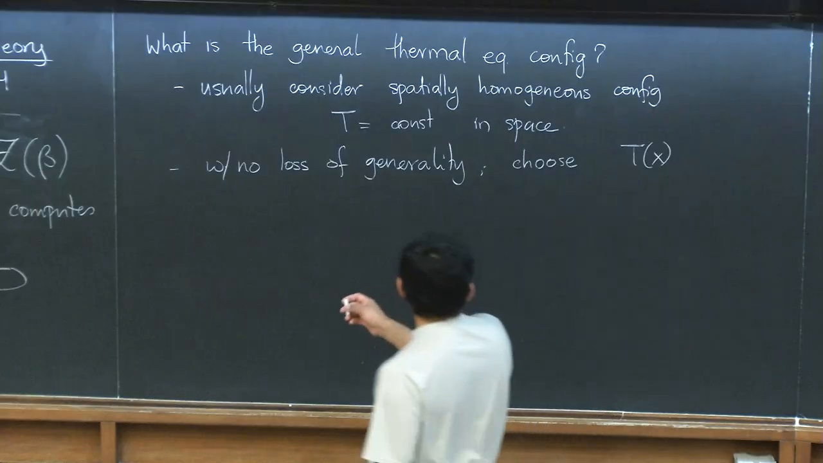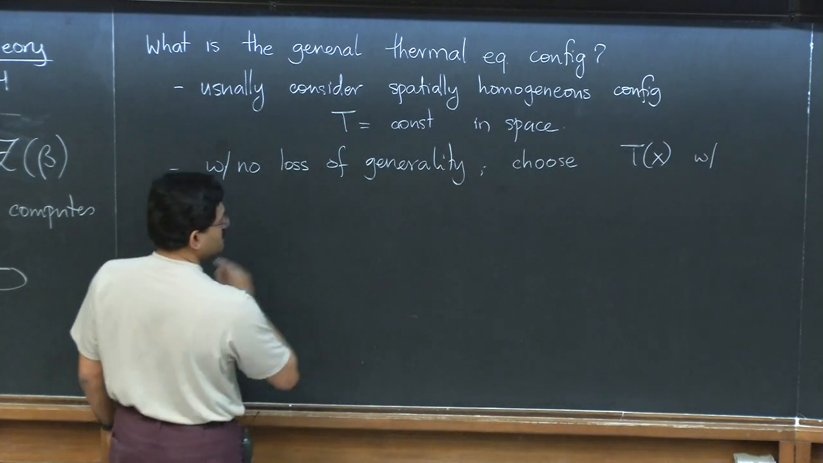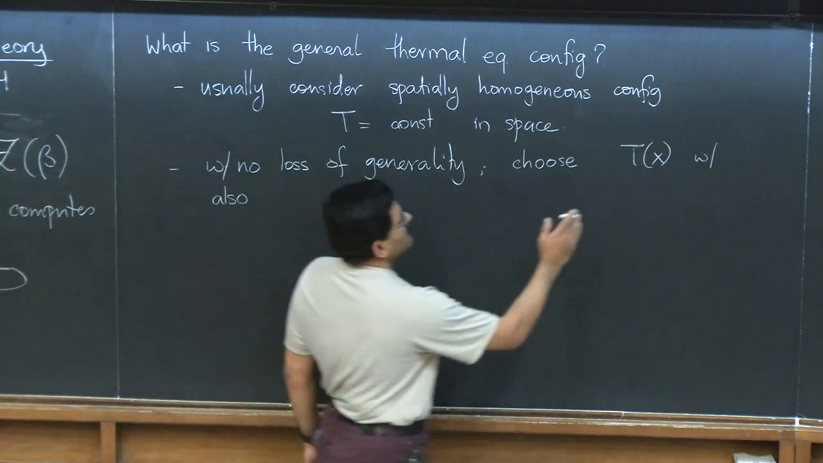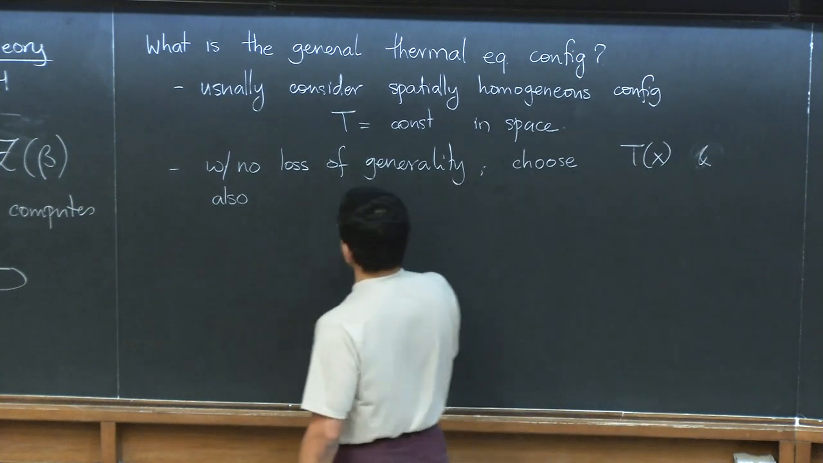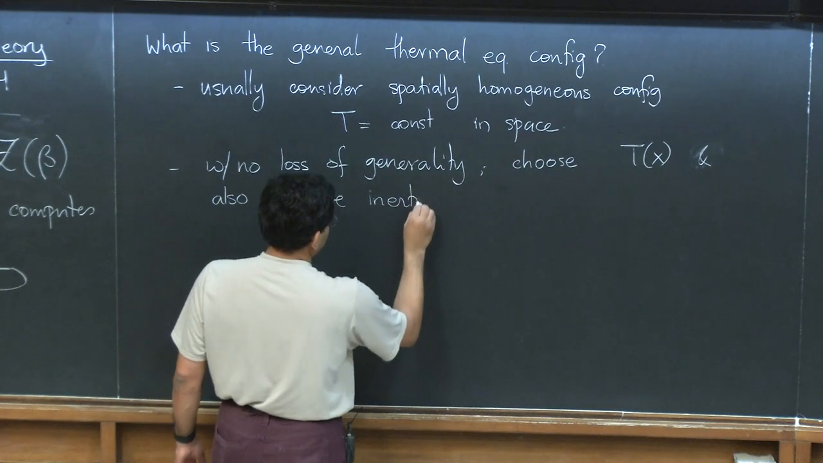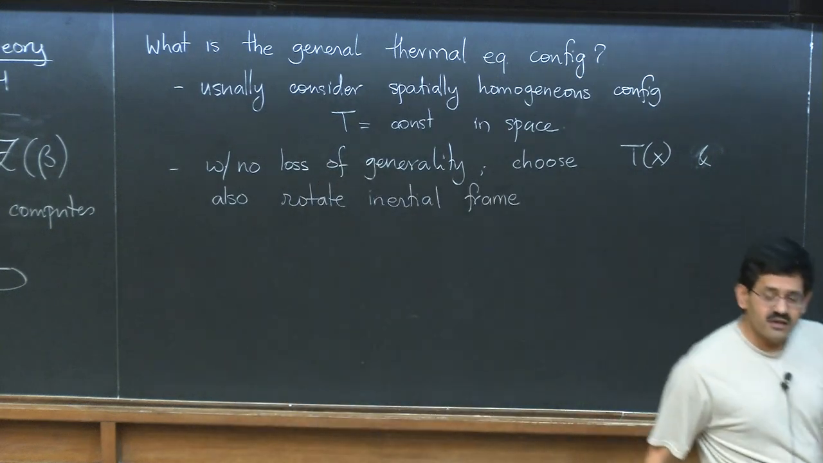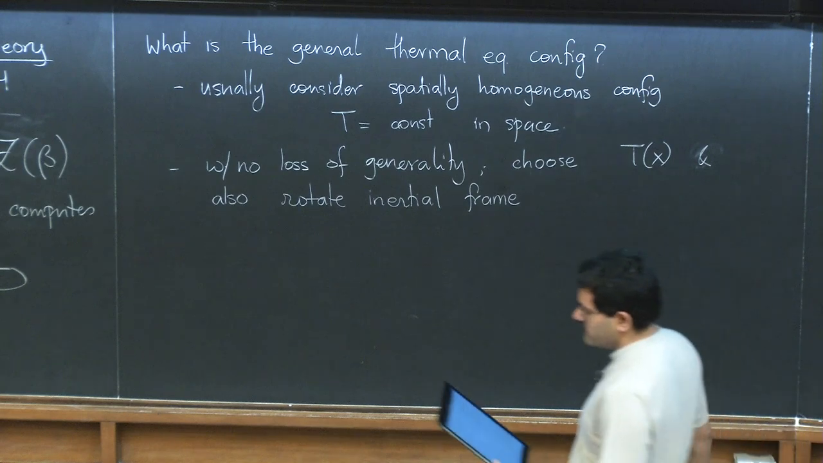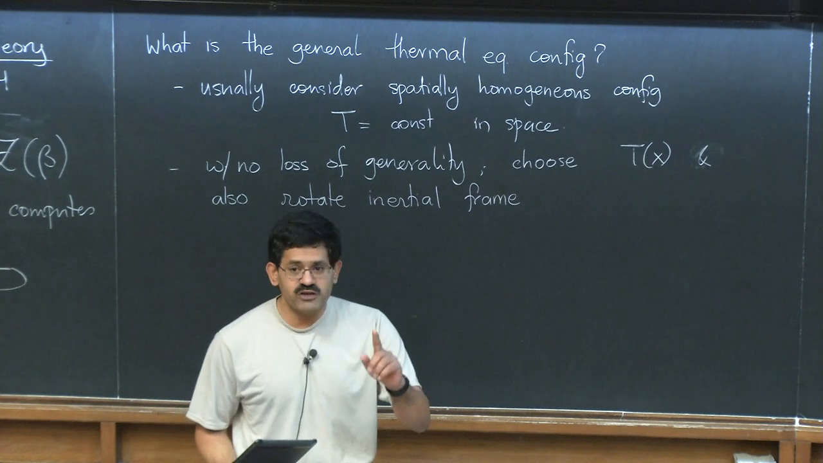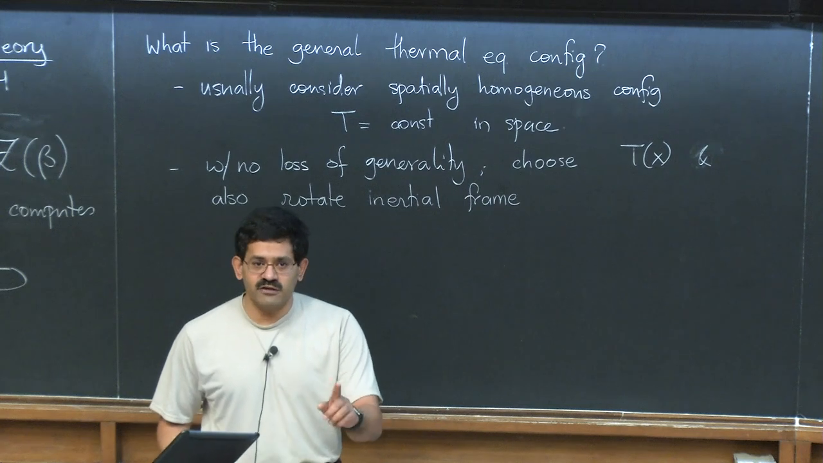So the most general stationary configuration is one where I allow temperature to vary as a function of x, and also rotate my inertial frame in which I'm measuring this temperature, okay? And this is very easy to encode. It simply amounts to turning on a background gravitational field, a spatial gravitational field. And we all know this, but we don't tend to use this.